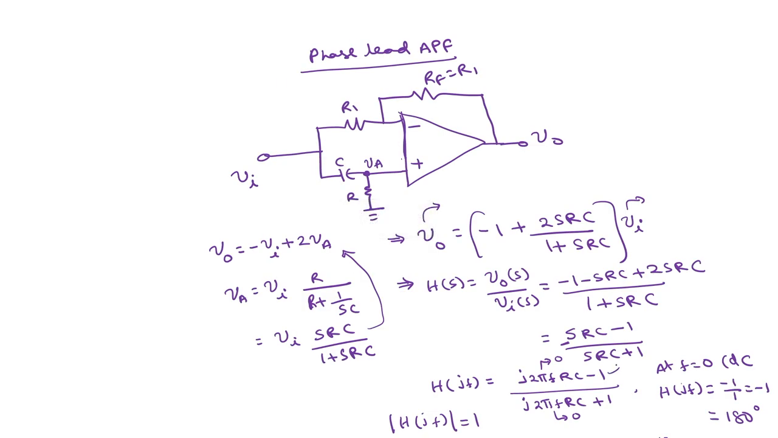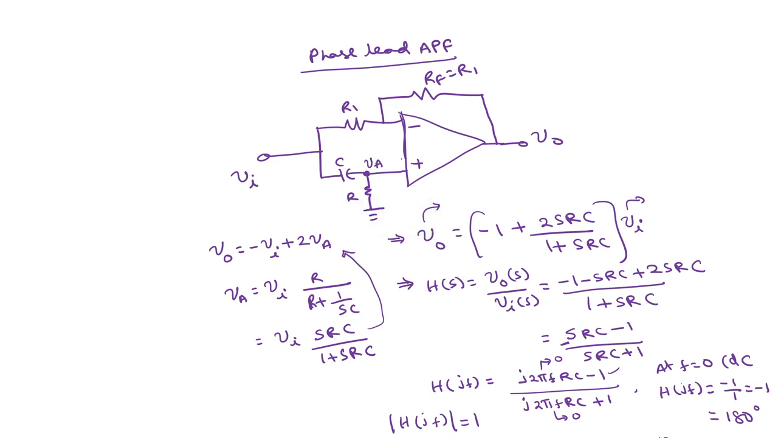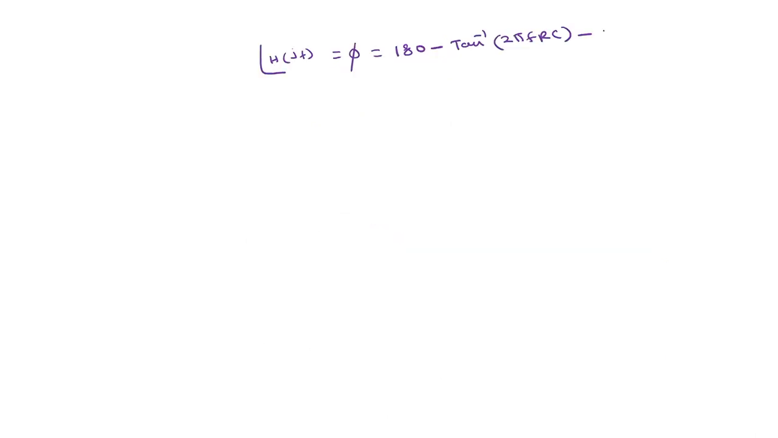This is equal to 180 minus. So, the numerator is tan inverse of 2 pi f R C by minus 1, which is minus tan inverse of 2 pi f R C. Denominator is plus, but if I take into the numerator, we will get minus. This is equal to 180 minus twice tan inverse 2 pi f R C.